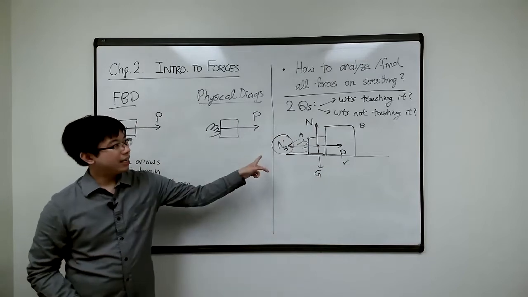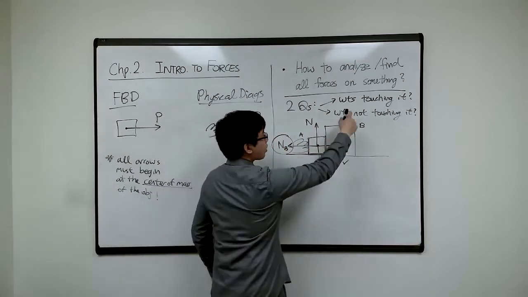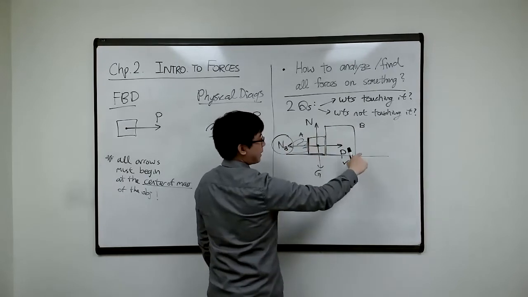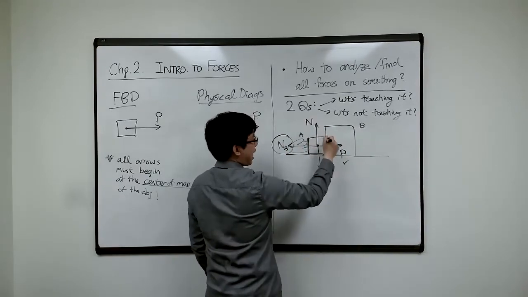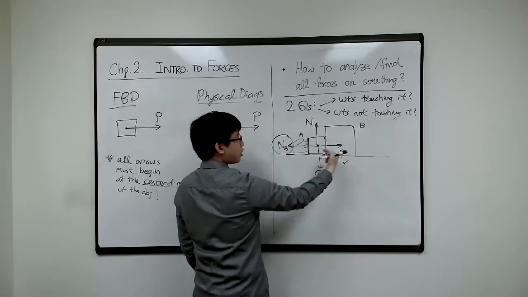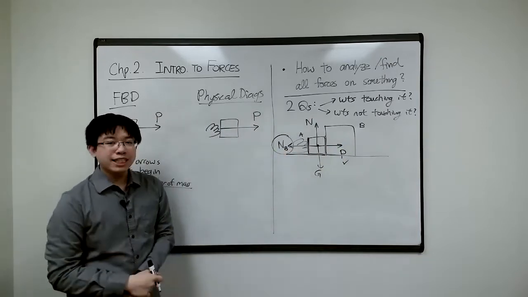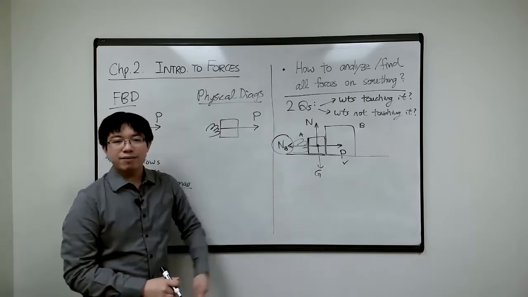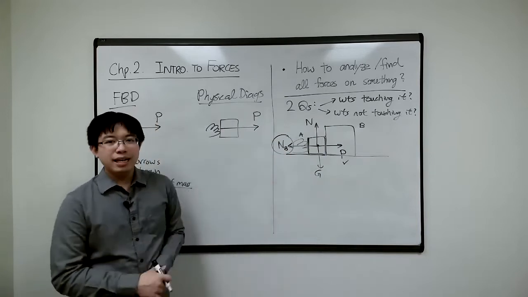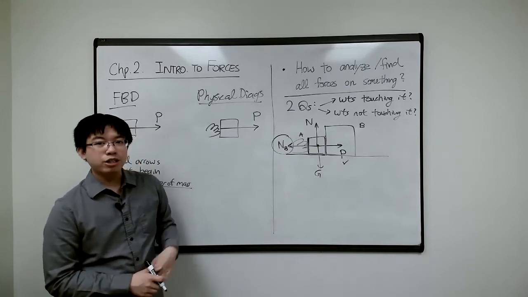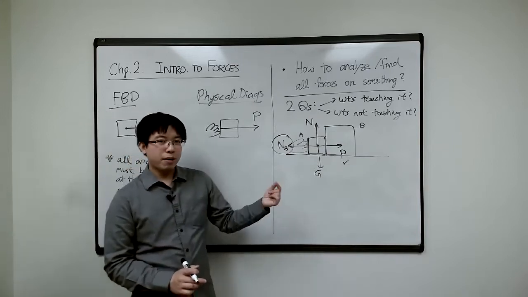So let's recap. What's touching it? Your hand. It creates P. The floor creates N, and this side, the bigger block, will create NB like this. And then you move on to what's not touching it, and that's gravity. So you have gravity over here as well. So these are the forces exerted on the smaller box, or box A. All right. What are the forces on box B?